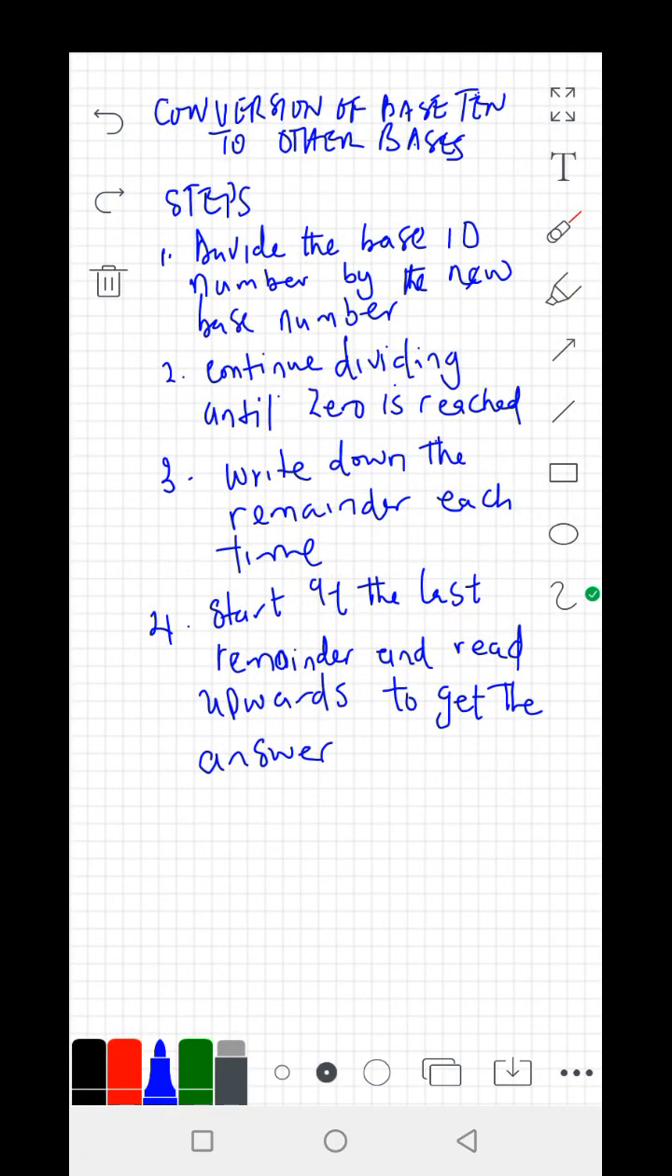Okay, welcome to this tutorial. Last week we introduced number bases and their conversion. So today we are going to look at how to convert from base 10 to other bases.